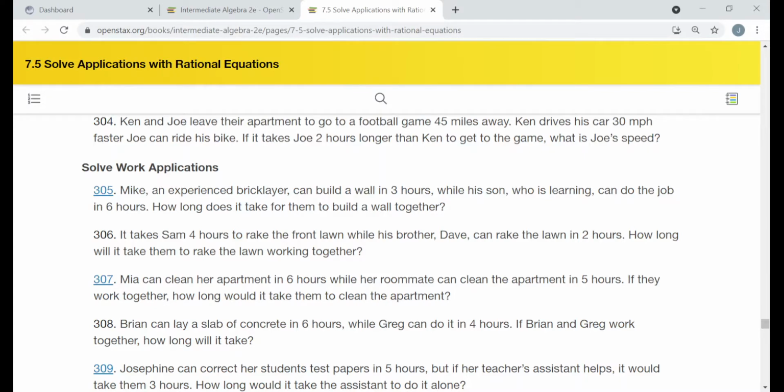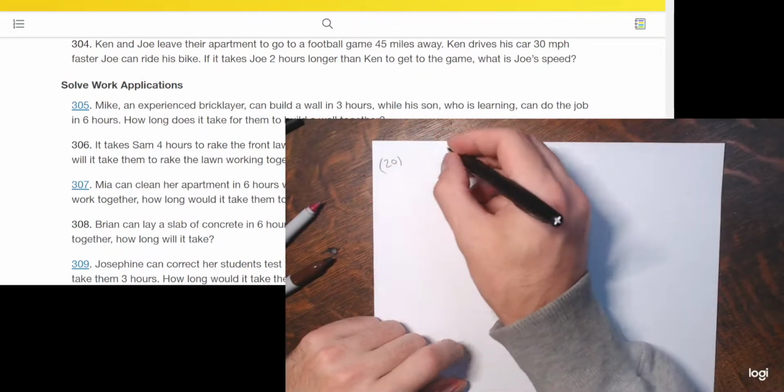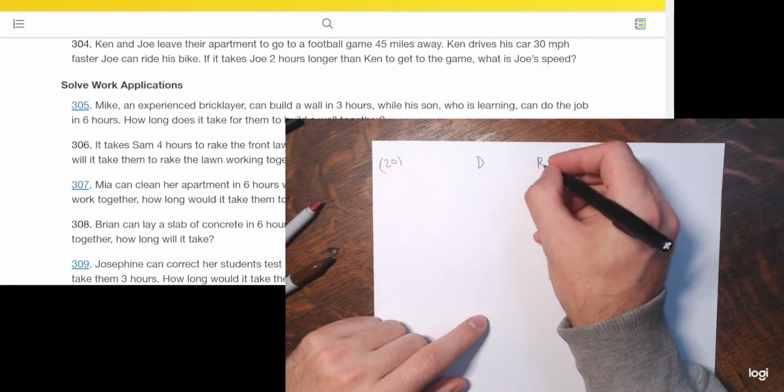Right, so back to making a chart. Right, this is the last example, 20 here. So I got distance, rate, time.